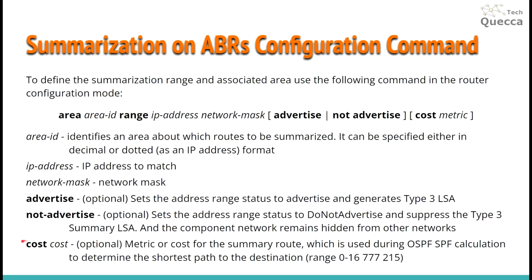And the last option is cost. You can configure cost manually. Let's say for this summary address, cost is going to be 100, instead of letting OSPF choose the minimal metric among those metrics from the subnets which you are going to summarize.